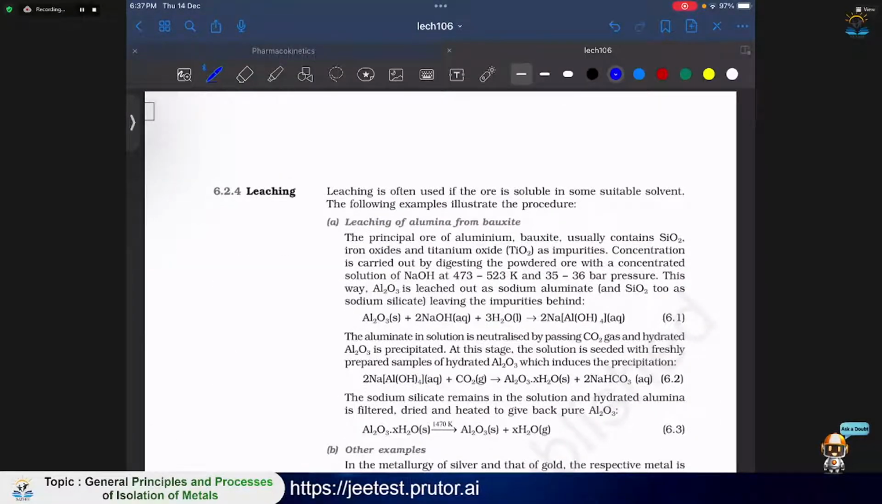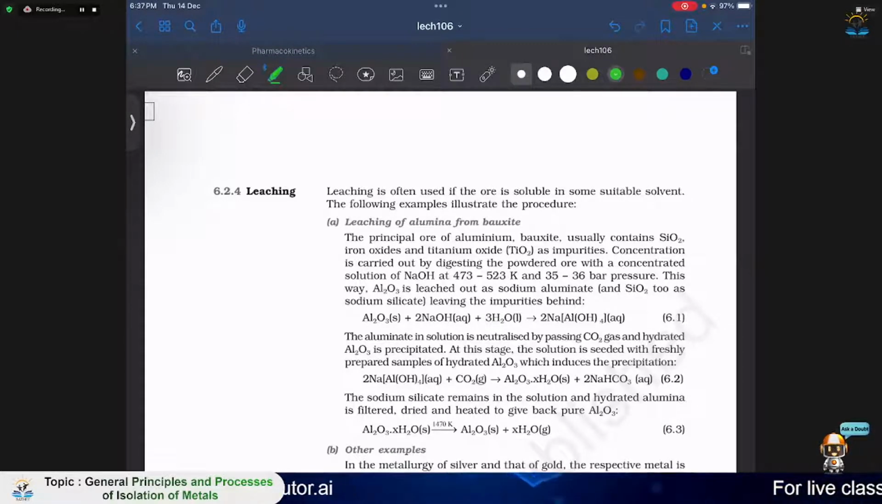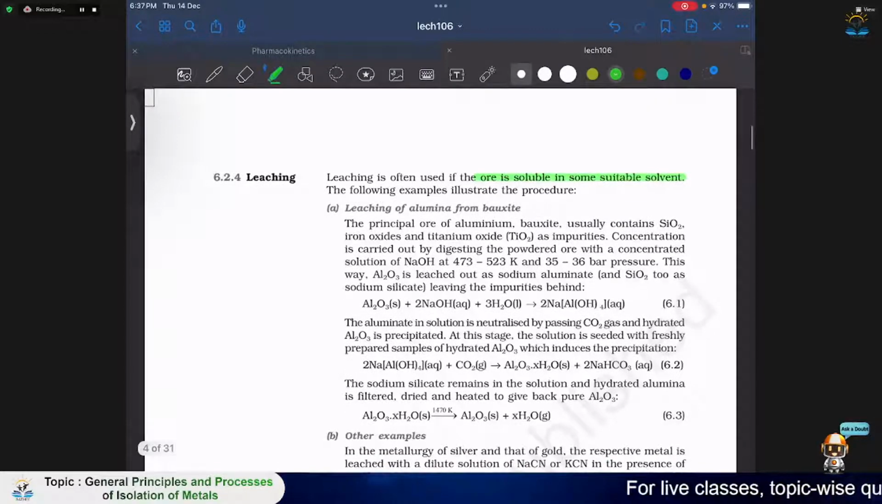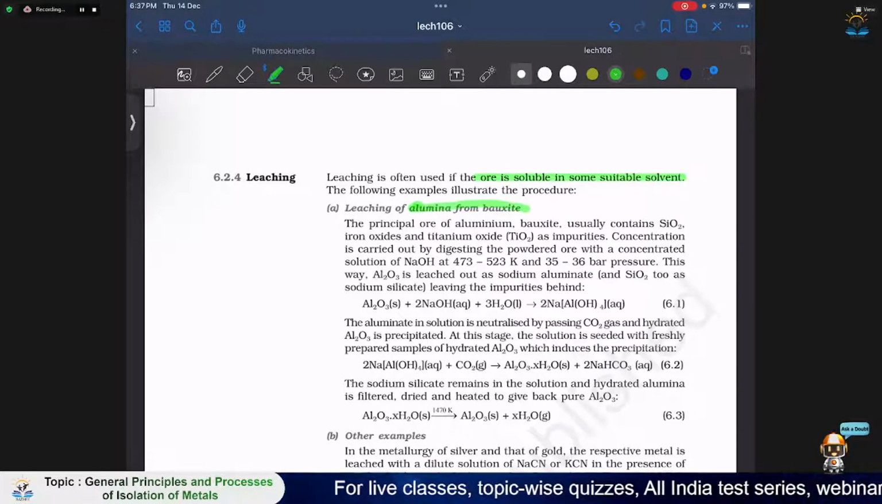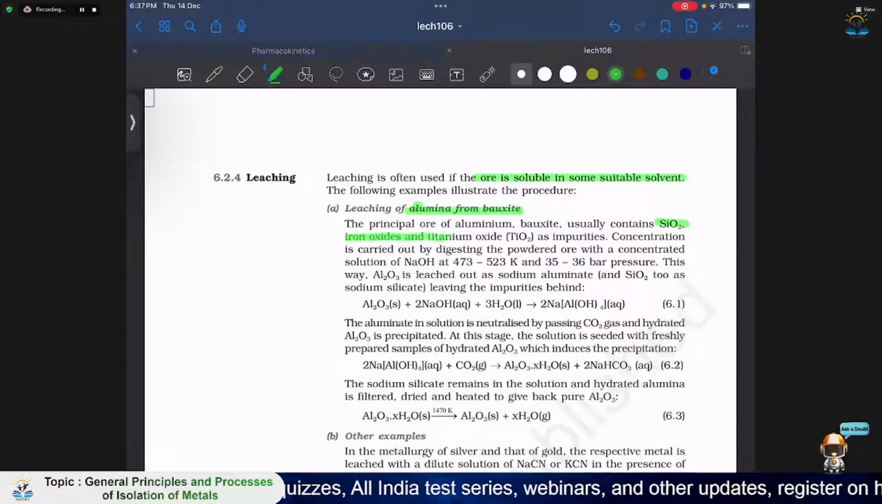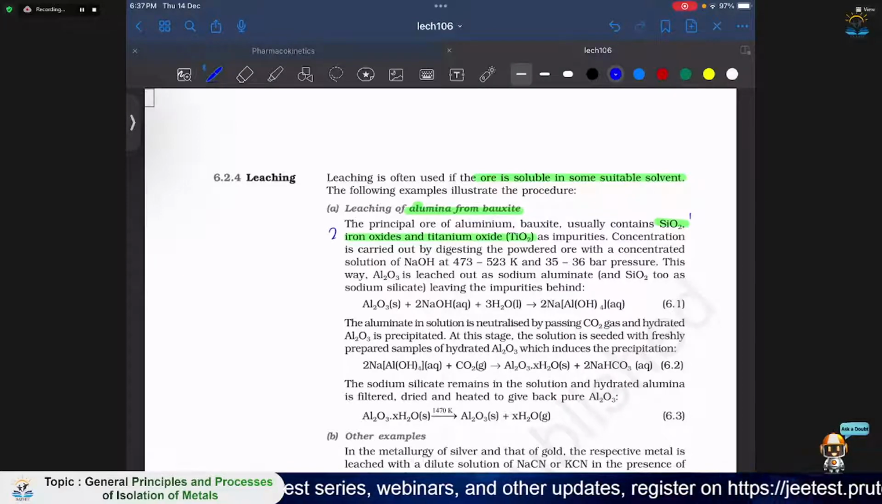Then we have something called leaching. It is a general term used if the ore is soluble in some suitable solvent. So leaching is a chemical process based on the solubility of the ore. The first example of leaching is leaching alumina from bauxite. So you remove alumina, Al2O3, from the bauxite ore. The principal ore of aluminium, bauxite, usually contains SiO2, iron oxides and titanium oxide as impurities. So three impurities you know: SiO2, iron oxide, and titanium oxide.